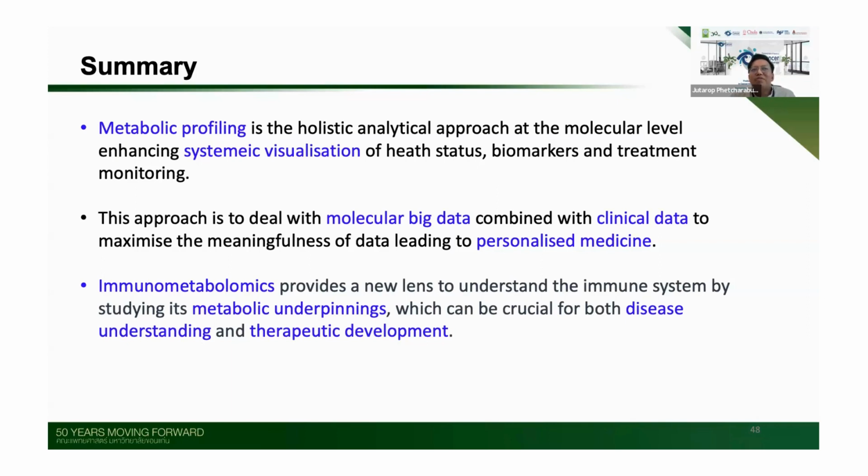That means in order to maximize the meaningfulness of data, we need, for example, a high performance computing facility and chemometricians, who are the scientists who work on chemical data, in order to lead us to personalized medicine, or true personalized medicine, I would say. And last but not least, immunometabolomics provides a new lens to understand the immune system by studying its metabolic underpinnings, which can be crucial for both disease understanding and therapeutic development.